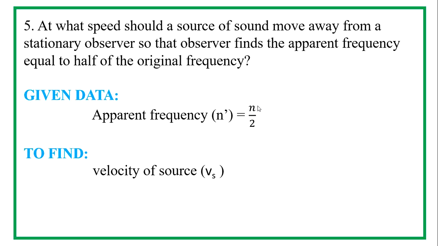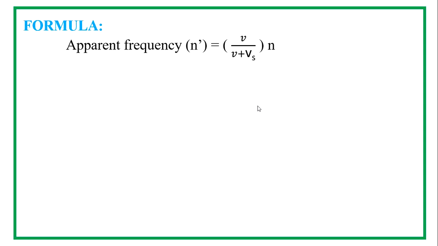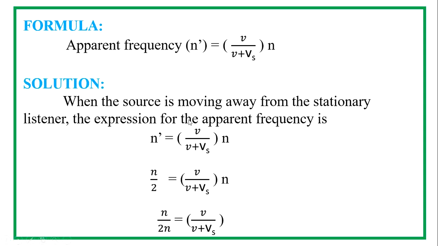We have to find the velocity of the source Vs. Formula: apparent frequency n dash is equal to V by V plus Vs into n. When the source is moving away from the listener, the expression for apparent frequency is n dash is equal to V by V plus Vs into n. Instead of n dash, we write n by 2 and then V by V plus Vs into n. Now this n comes to the opposite side. So n by 2n, that is here the n is in multiplication. Now when it comes to the opposite side it becomes division. So n by 2n is equal to V by V plus Vs.